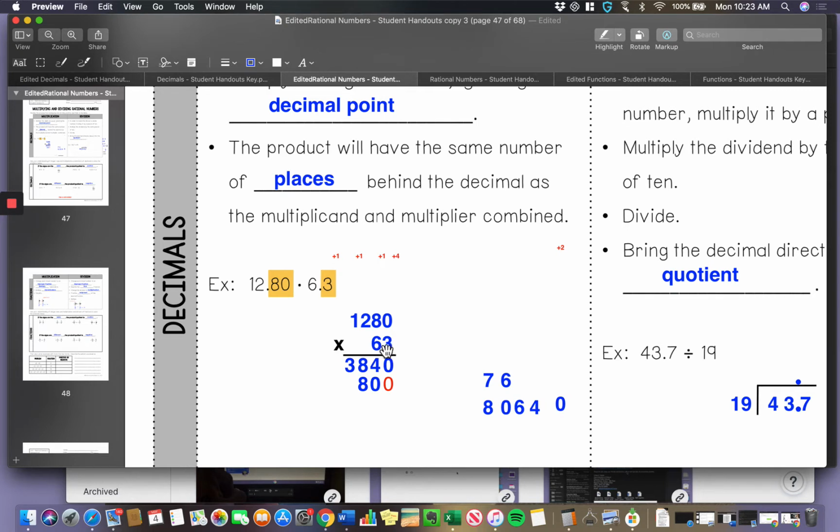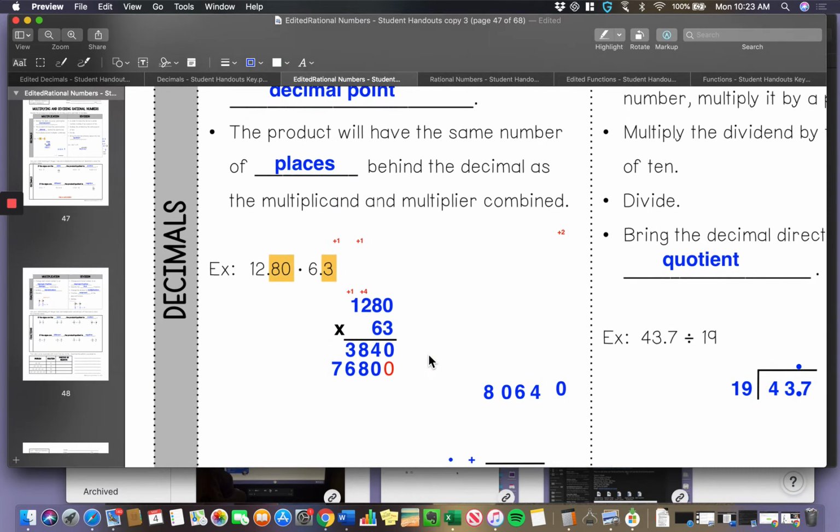Now remember, I had 6 times 8, which was 48. So I have to take my 40 and move it to the next place. Now I have 6 times 2 plus 4. 6 times 2 is 12, plus 4 is 16. I'm going to take the 1 here and move it to my next place value. Now I have 6 times 1 plus 1. 6 times 1 is 6, plus 1 is 7.